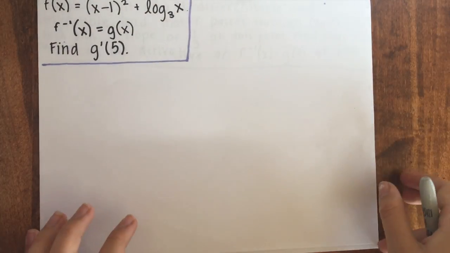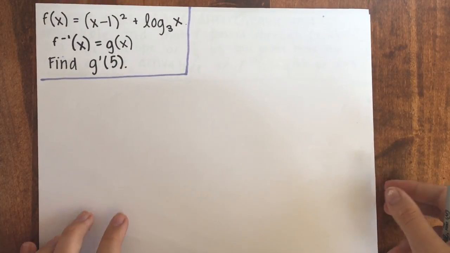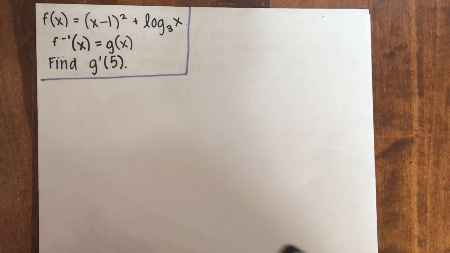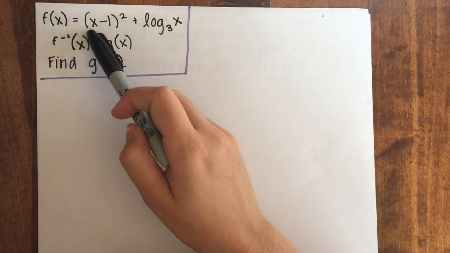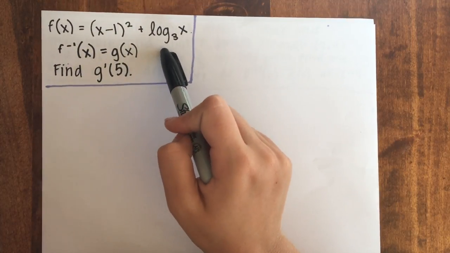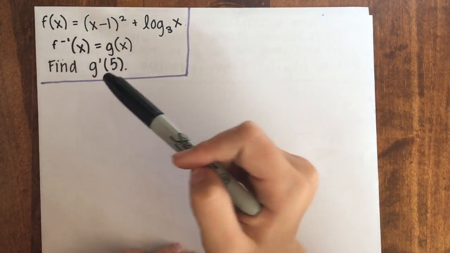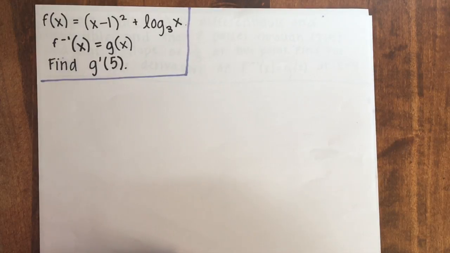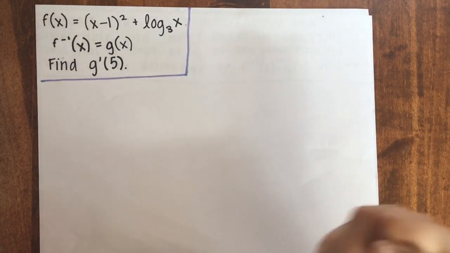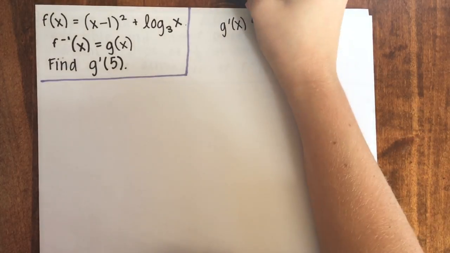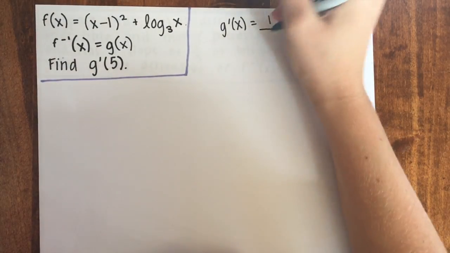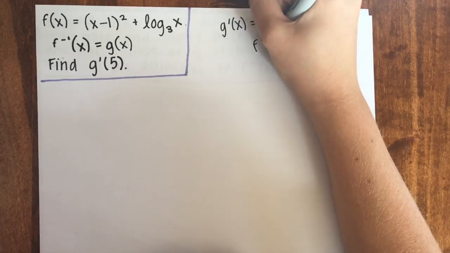So here we have a problem that you're more likely to see, and it's f of x equals x minus 1 squared plus log 3 of x. Given that f and g are inverses, find g prime of 5. So what we're going to do is we're going to end up using the formula that I just showed you, and that's that g prime of x, or the derivative of g, equals 1 over f prime of the inverse of f of x.